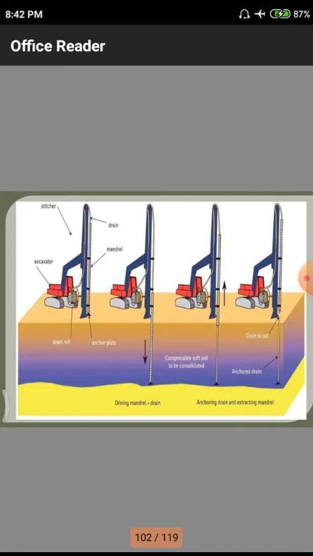Normally a man has to do this work for months and sometimes years, but by using these machines and excavator-like equipment, we can do this work in a period of weeks and months.